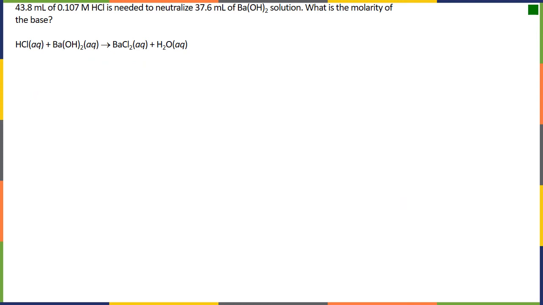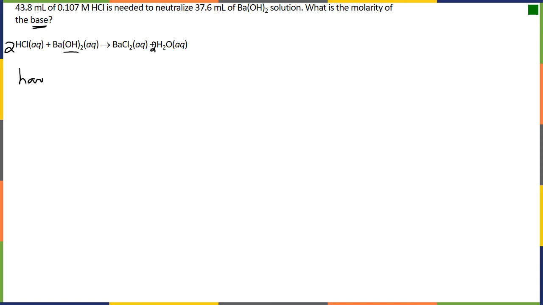if I have 43.8 mL of 0.107 molar HCl and it's going to neutralize, nice acid-base neutralization, 37.6 mL of barium hydroxide. So I've got volumes and molarities. What is the molarity of the barium hydroxide? Step 1, balance it. I've got 2 OHs, so I need 2 HCl's, which means I'm going to make 2 H2O's. My reaction is balanced. Step 1 done. Now, step 2, moles of what I have.